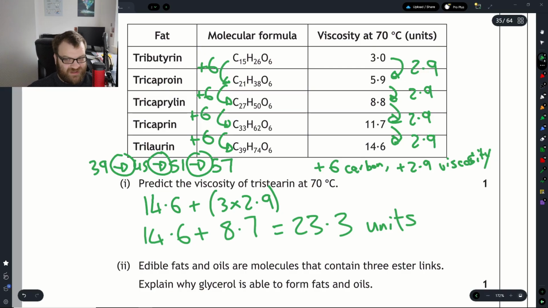If it's the same jump each time, you need to use that value. So it went up by 2.9 each time. Other times the gap might get smaller. Then in that case, you need to just tweak your answer ever so slightly.